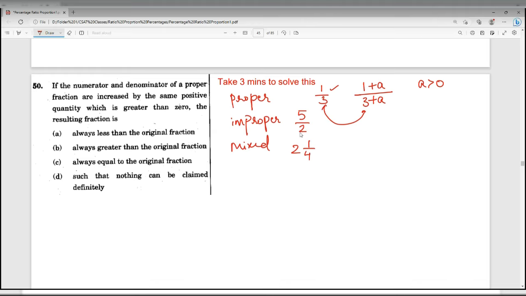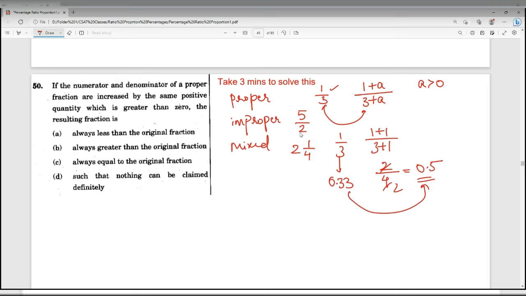So see, for example, you can take an example here. For example, in this case, 1 by 3, and let A be 1. So 1 plus 1 divided by 3 plus 1. In this case, the decimal value is 0.33. This is 2 by 4, and this value is 0.5. 2 ones are 2, 2 1 by 2, 0.5. So the value has increased to 0.5. You can check with any number.